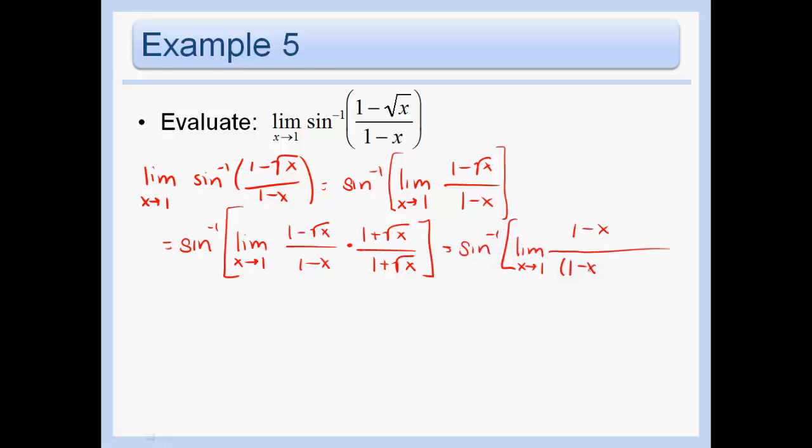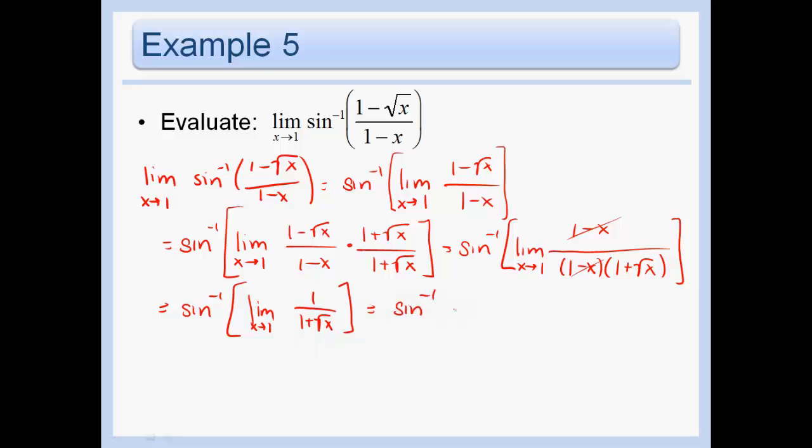Remember I said never multiply these things out because hopefully something's going to cancel out. And lucky for us it does. Now I ensure that my denominator doesn't equal 0, and it doesn't, so I can just apply direct substitution here. And so I have 1 over 1 plus 1.